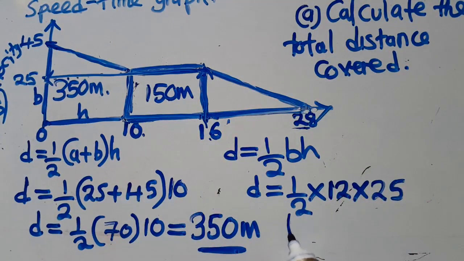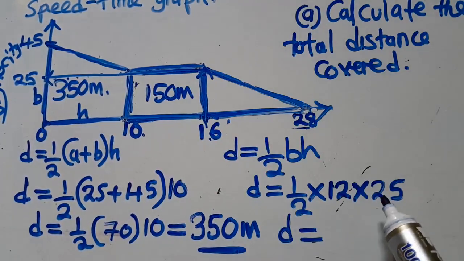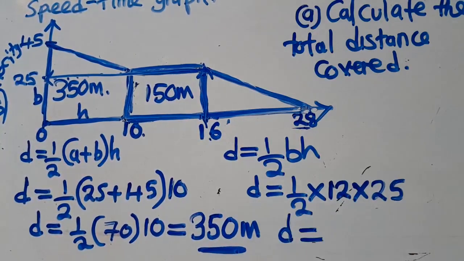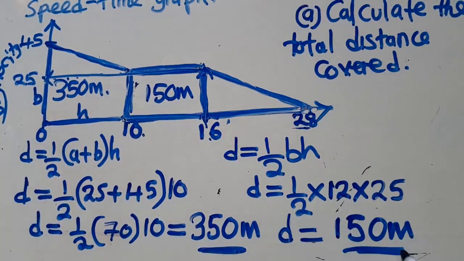So I find now the final answer, which is equal to... So you multiply everything here. This is physics. A calculator is around, so don't even panic. Just punch. 1 over 2 is 0.5. So just say 0.5 times 12 times 25. What is the answer? The answer is 150. So the answer that you get is 150. So I say 150 meters.